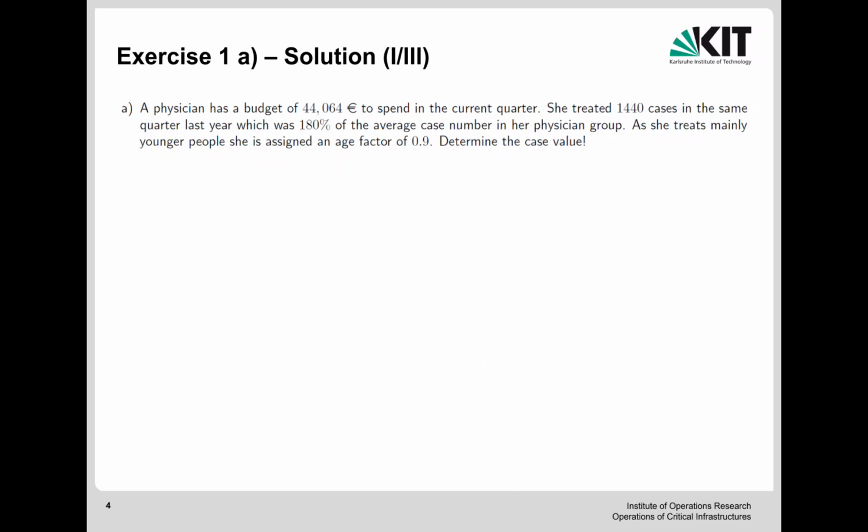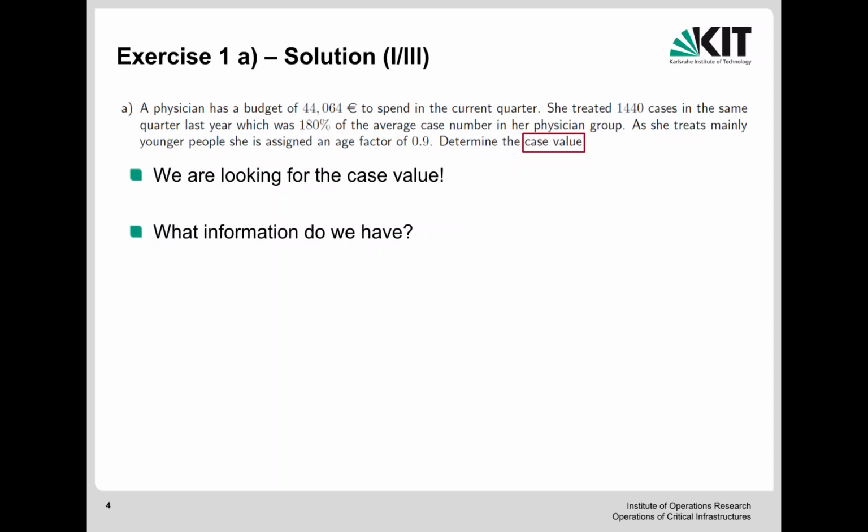So we know that a physician has a budget of 44,064 euros to spend in the current quarter, and she treated 1,440 cases or patients in the same quarter last year, which was 180% of the average case in her physician group. Okay, and then as she treats mainly younger people, she needs the age factor of 0.9. So what we want to know is to determine the case value. So this is what we are looking for in this particular formula. And the question is, what information do we have so far?